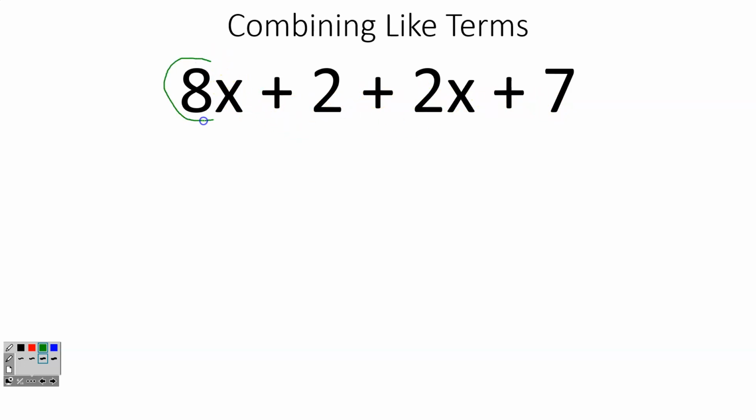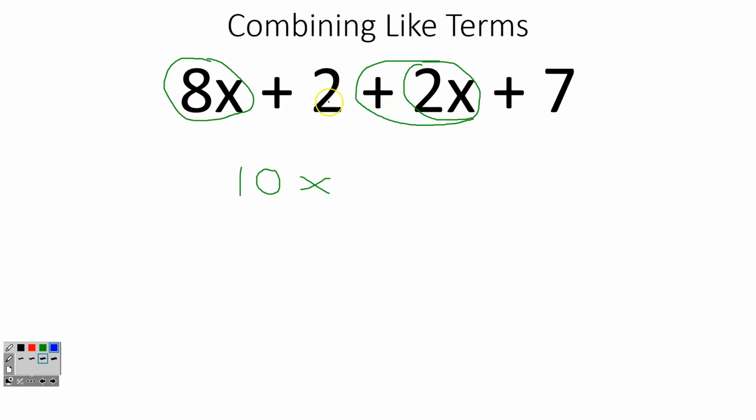I notice that this right here and this right here both have the same variable. The one thing I'm going to emphasize, and I hope your other teachers do as well, is that when you circle or put a shape around these like terms, include the sign that's in front of it, like this. In a moment, we'll demonstrate why that might be important. So right now I have 8x plus 2x, which is going to give me 10x.